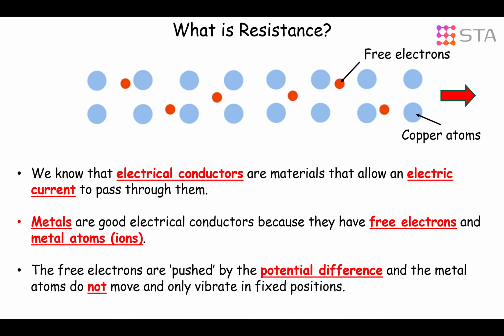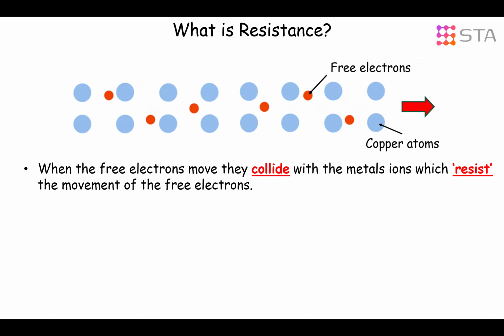The free electrons are pushed by the potential difference, and the metal atoms do not move, they only vibrate in fixed positions. It's only the electrons that move in the flow of charge because they're given energy by the cell or by the battery. So that's the potential difference. Please pause the video and write these notes down so you've got them step by step. Otherwise, let's move on.